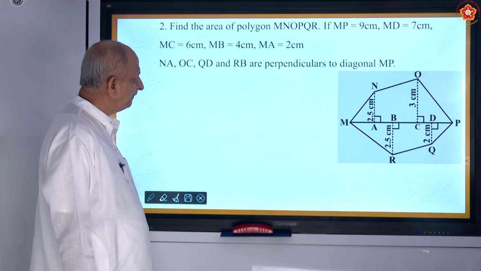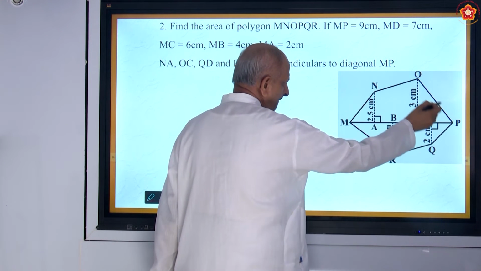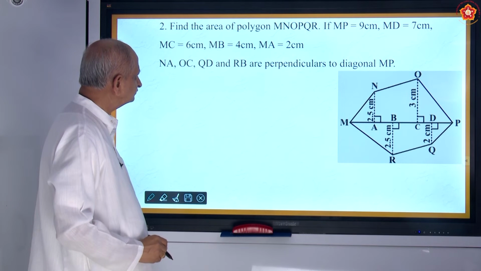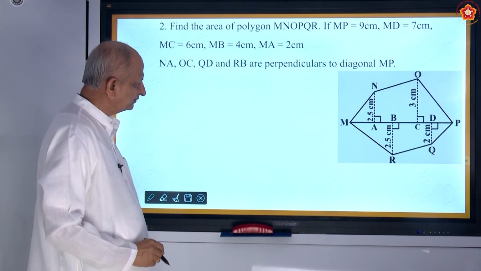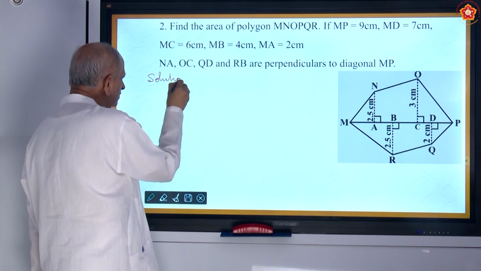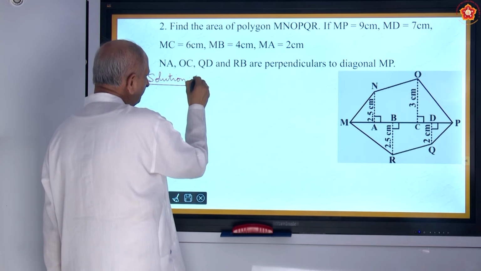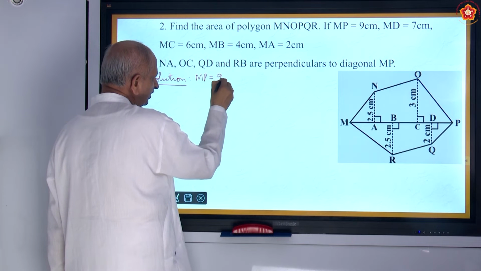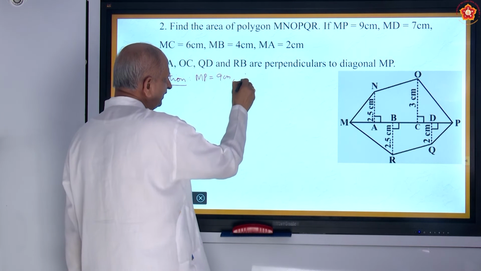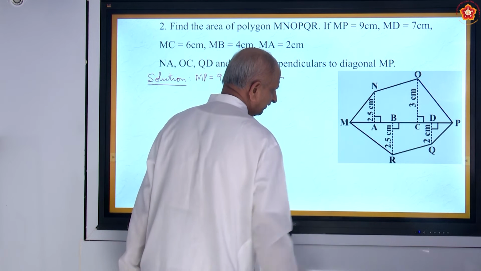Find the area of polygon MNOPQR. See here, MNOPQR. What is the shape called? Hexagon. In this, MP is 9 centimeters. So, solution. You are given MP, 9 centimeters. From here to here, it is 9 centimeters. In that, MD is equal to 7 centimeters. From here to here, 7.